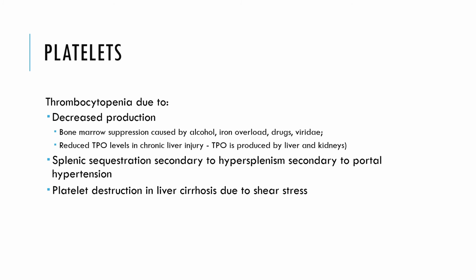The second reason is with liver cirrhosis, we see portal hypertension and splenomegaly, which leads to pooling of platelets in the spleen. Third is platelet destruction. As we've discussed, you get alterations of the parenchymal architecture in the liver due to fibrosis, and this alters the structure of the capillaries and increases shear stress on platelets as they pass through them.